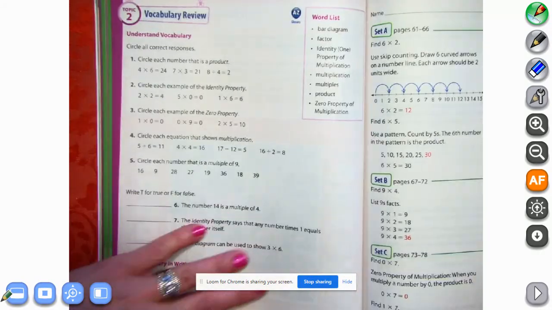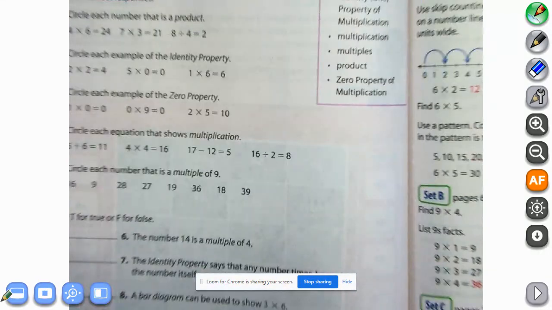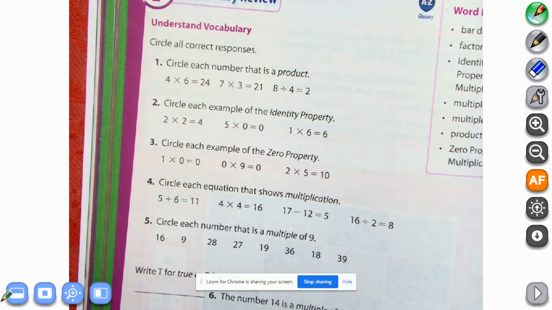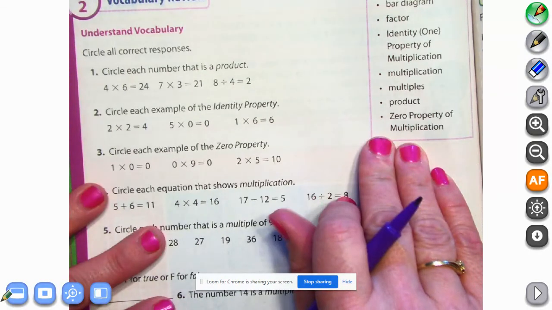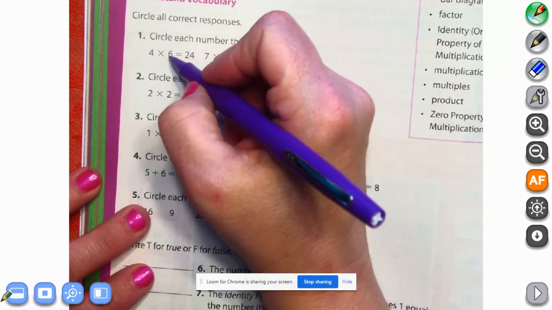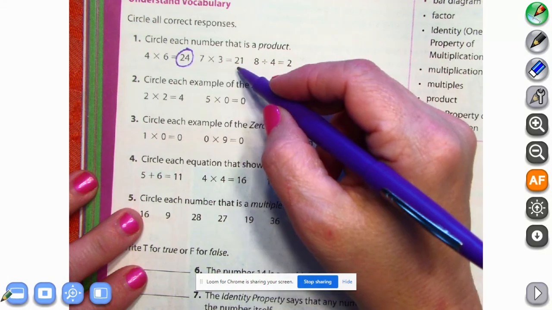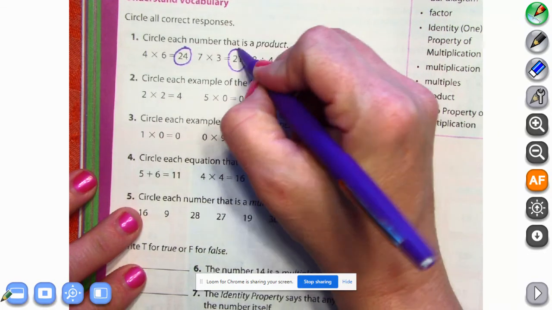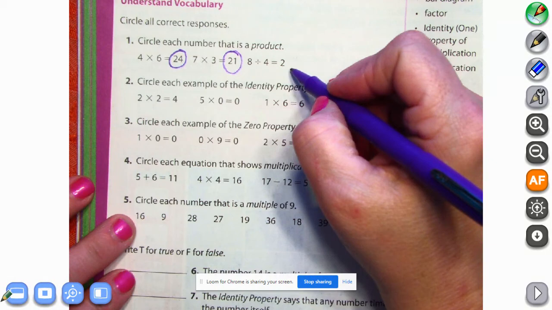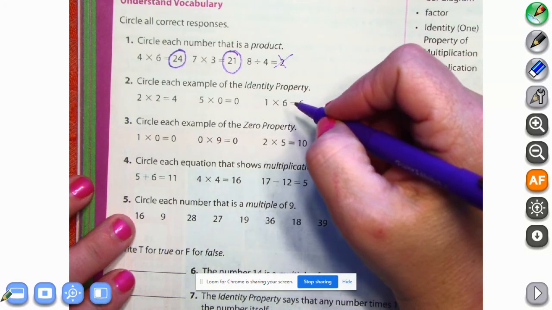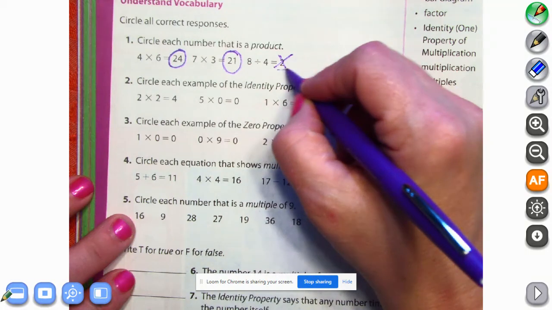Okay, so looking at number 1. Circle all the correct responses. It's kind of like things that we've been doing in Edmodo. So number 1, circle each number that is a product. Okay, so a product is the answer to a multiplication equation. 4 times 6 equals 24. There's a product. 7 times 3 equals 21. Do we have another product? We do. 8 divided by 4 equals 2. Do we have another product? No, we don't, because this is a division problem, not a multiplication problem. A division problem would have this be called the quotient. The answer would be called the quotient.